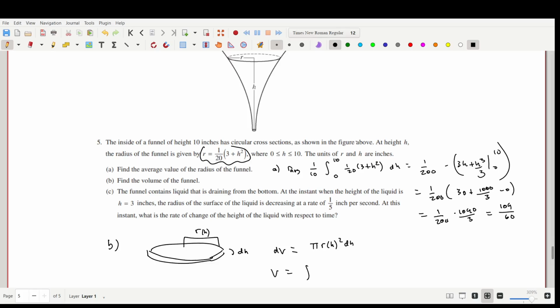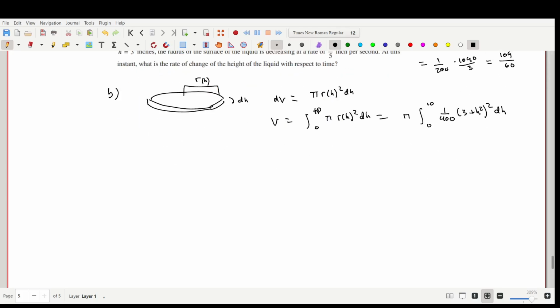The total volume is going to be the integral from 0 to 10 of pi times r of h squared. And that's pi times the integral from 0 to 10 of 1 over 400 times (3 plus h squared) squared. Oh, this is so dumb. All right. And then this is a really annoying integral. That's pi over 400 out front. And then 0 to 10 of square that, so 9 plus 6h squared plus h to the 4. This is not a fun one.